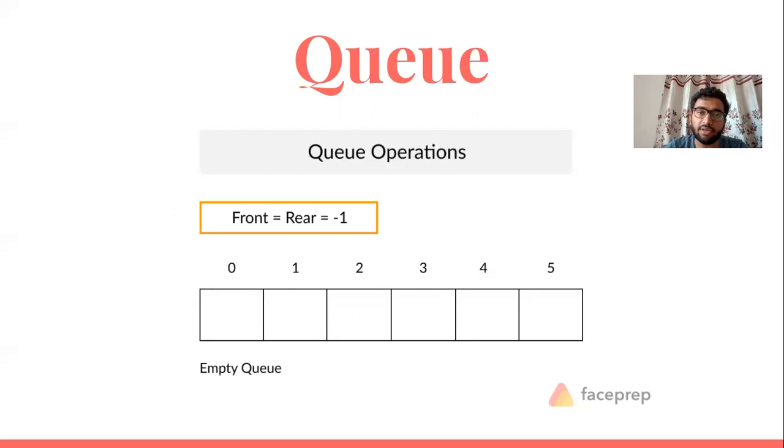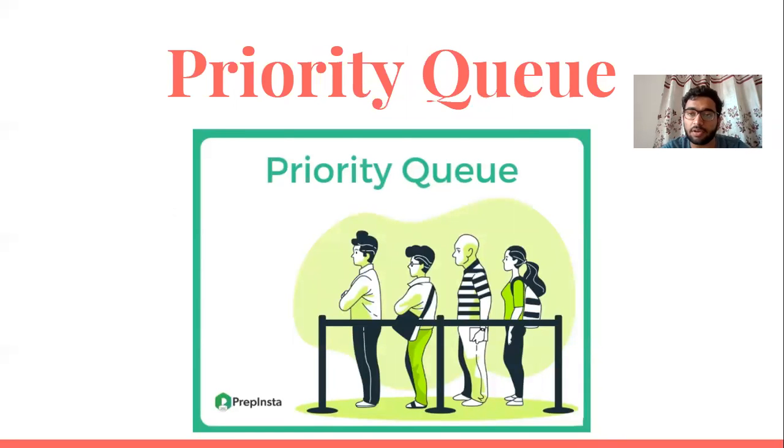Now, how exactly does a priority queue work? Since we have generated a basic understanding of what a normal queue is, now we will jump into understanding a priority queue. According to Geeks for Geeks, a priority queue is an extension of queue with the following properties.